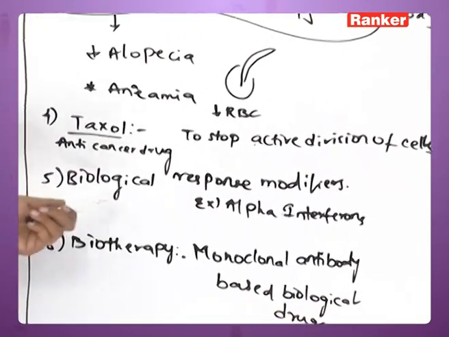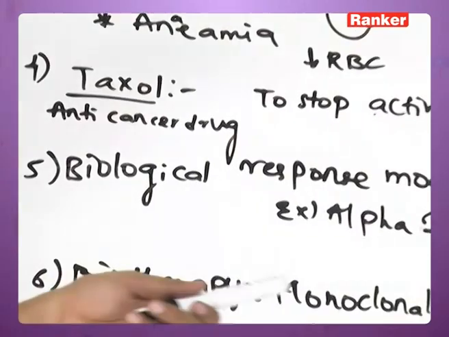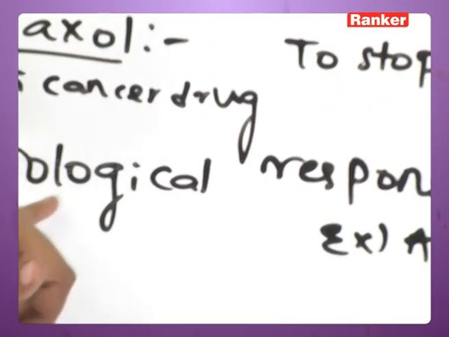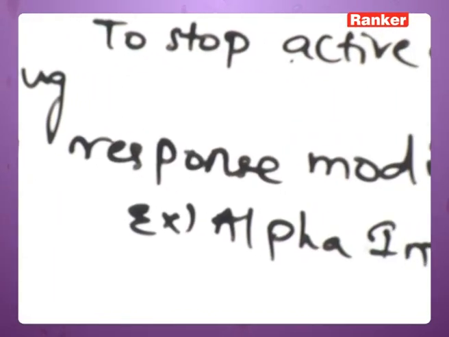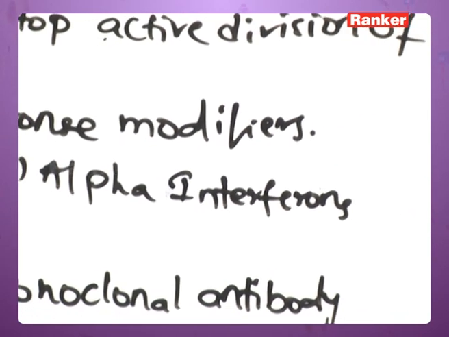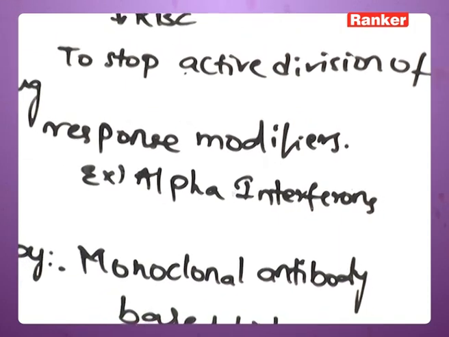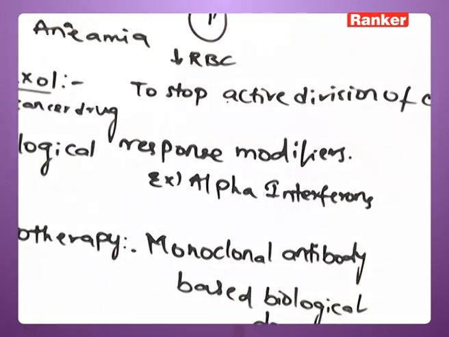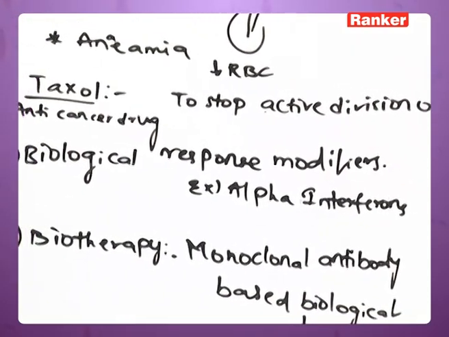and you have biological response modifiers called alpha interferons. Now biological response modifiers are a kind of immunity system. They belong to the immune system, where they activate your immune system in order to provide more antibodies and to fight against the cancer cells.